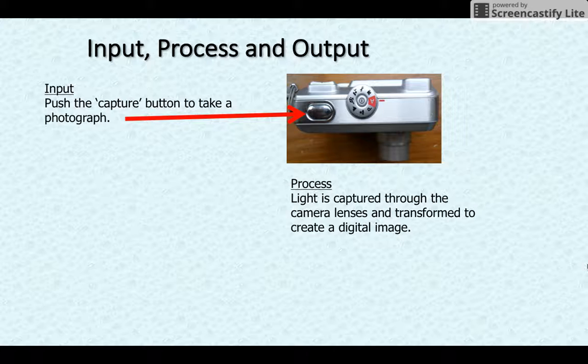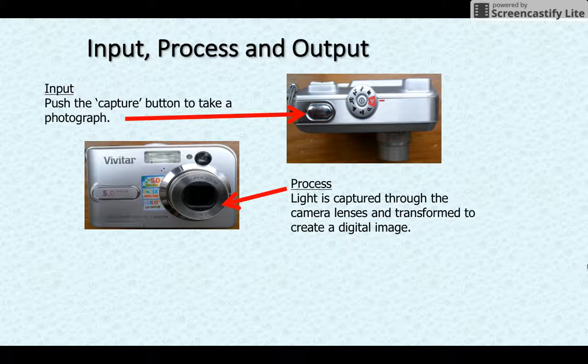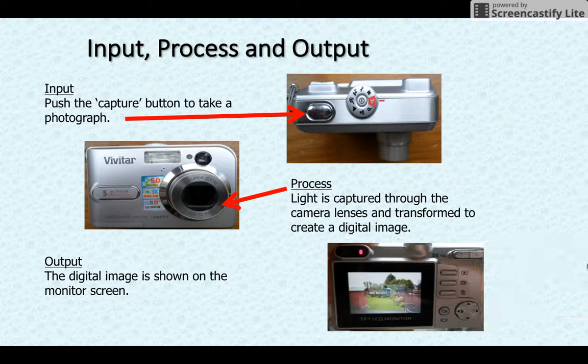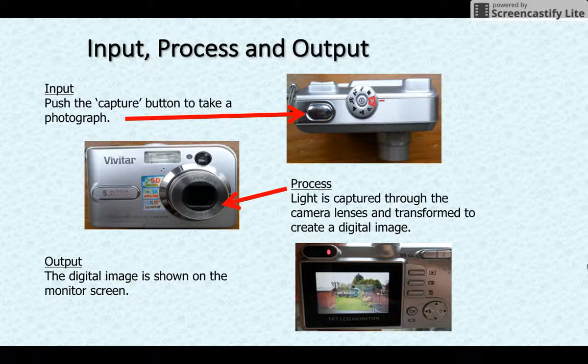Then the process is where the light is captured through that camera lens and transformed to create a digital image. So right through that lens, it'll capture it. And then the output is to show the digital image on the monitor screen. So you can see the output, that picture that was taken. And then the storage aspect of this, which I did not put on here, would be like on the SD card. That picture would be saved on there so that you could use it at any later time.